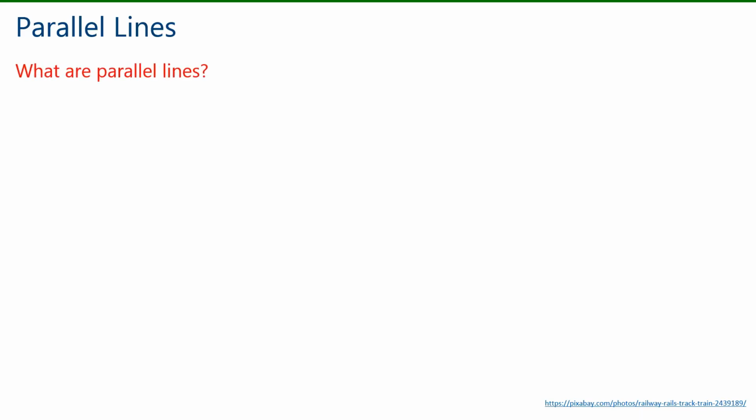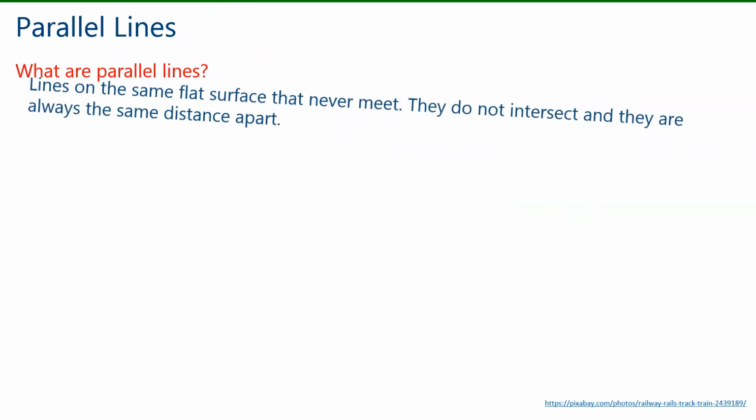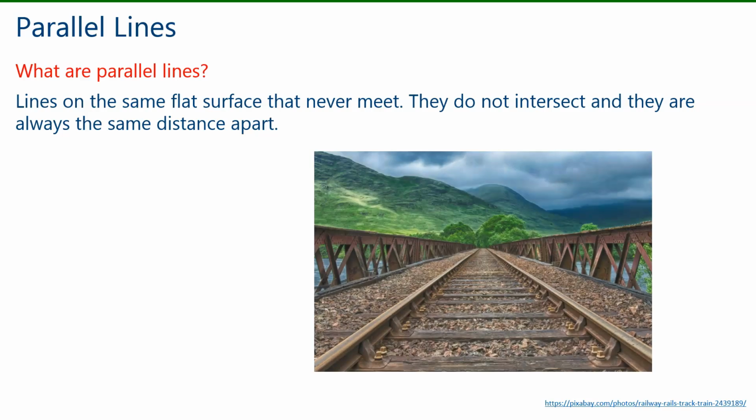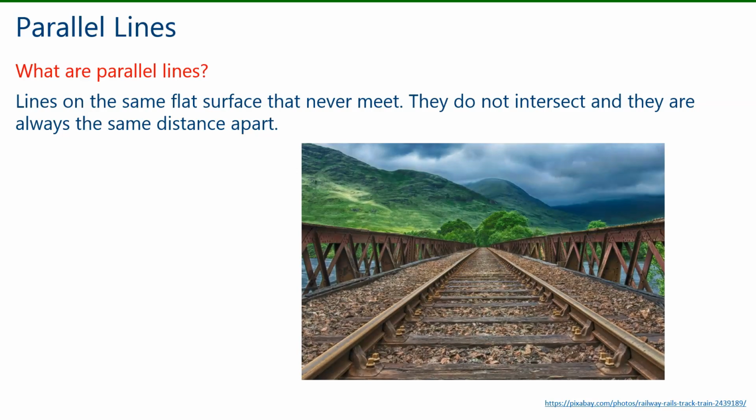What are parallel lines? Parallel lines are simply lines on the same flat surface that never meet. They do not intersect, and they are always the same distance apart. For example, we can see several sets of parallel lines in the following diagram.